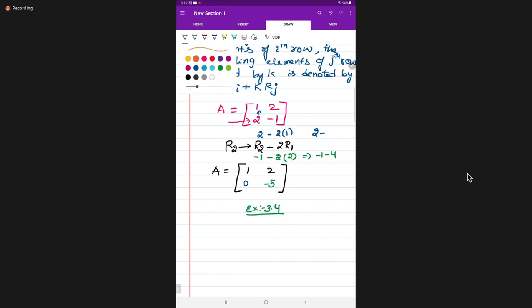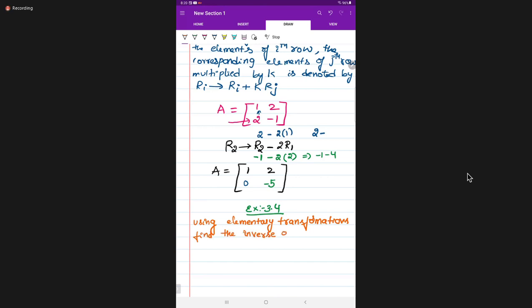Using elementary transformation operation, find the inverse of the matrix. Inverse of the matrix.